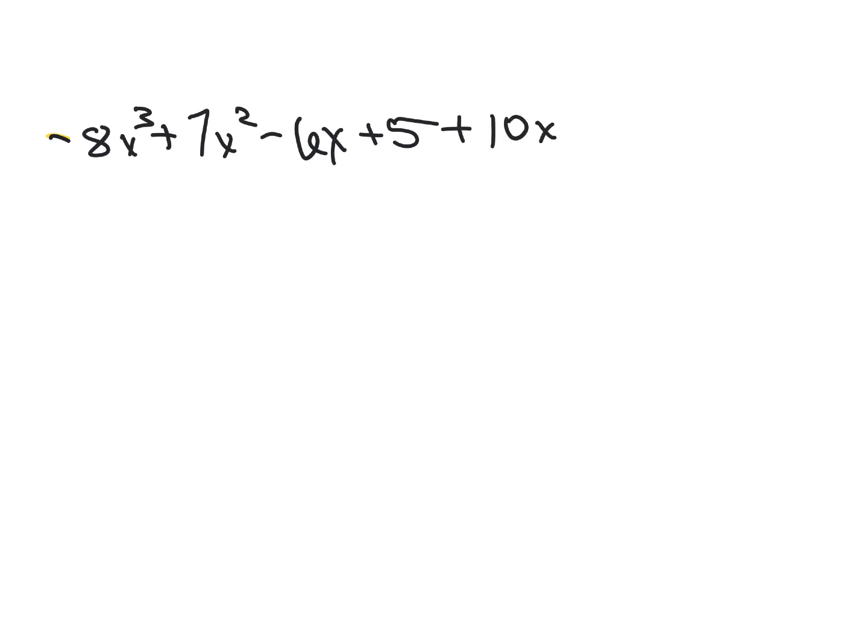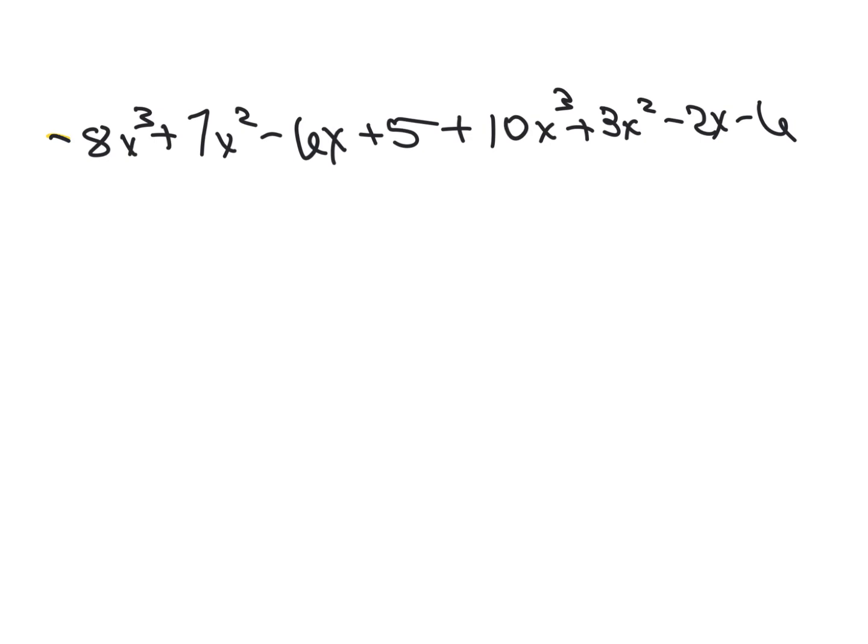Example 7. I need black. Negative 8x cubed plus 7x squared minus 6x plus 5. And they are adding. It says find the sum. The sum is an answer to an addition problem. So we're going to add this other group: 10x cubed plus 3x squared minus 2x minus 6. All right, so some people do it a couple different ways.